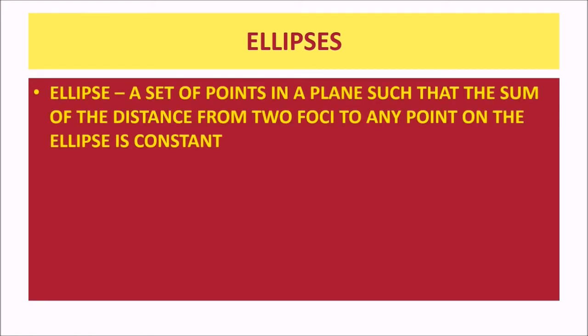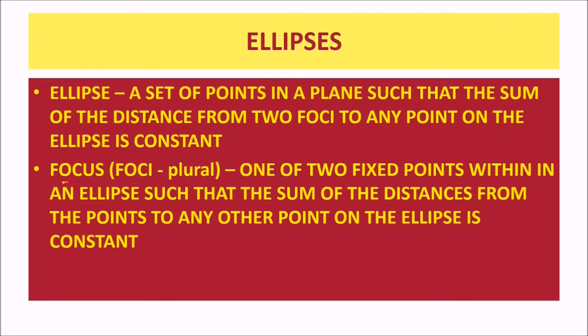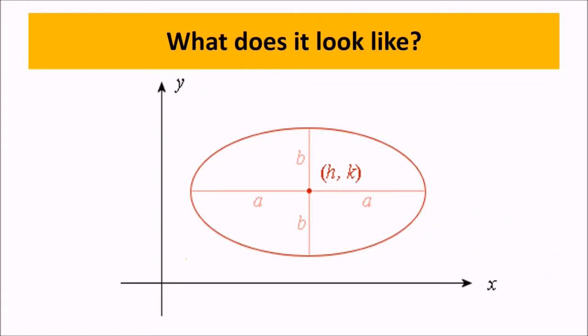Ellipse: a set of points in a plane such that the sum of the distances from two foci to any point on the ellipse is constant. If you want to say two focus, it will become foci. So foci is the plural of focus. So these are one or two fixed points within an ellipse such that the sum of the distances from the points to any other point in the ellipse will remain constant.